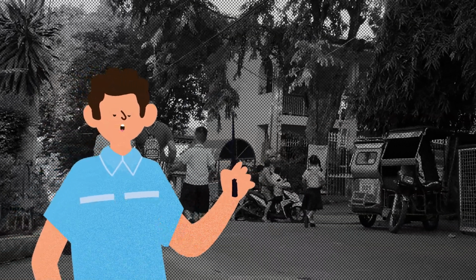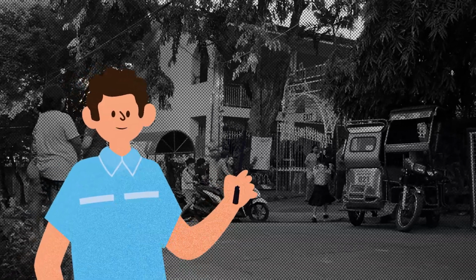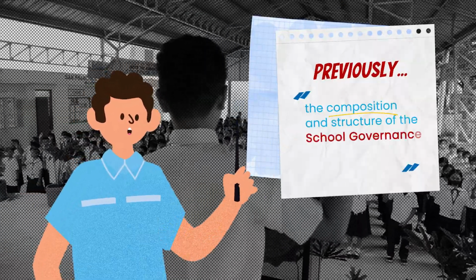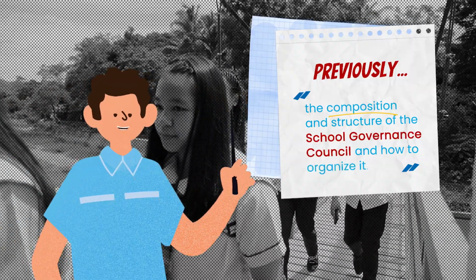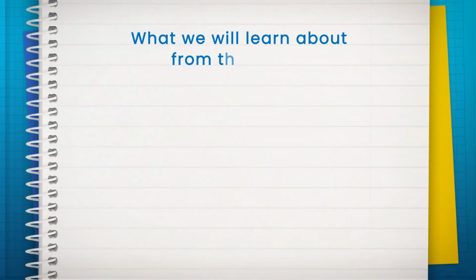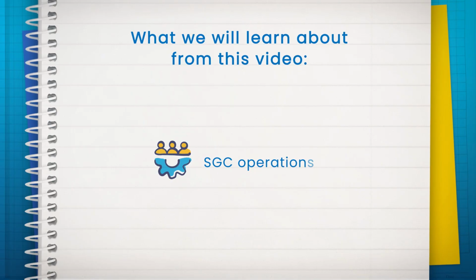Welcome to the third episode of our SGC series. In the previous video, we learned about the composition and structure of the School Governance Council, or SGC, and how to organize it. In this video, we will learn about the SGC's operations.